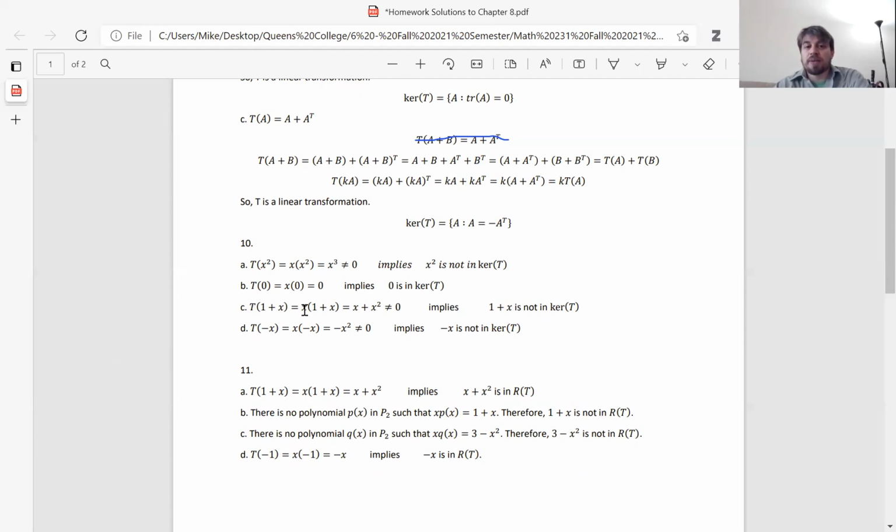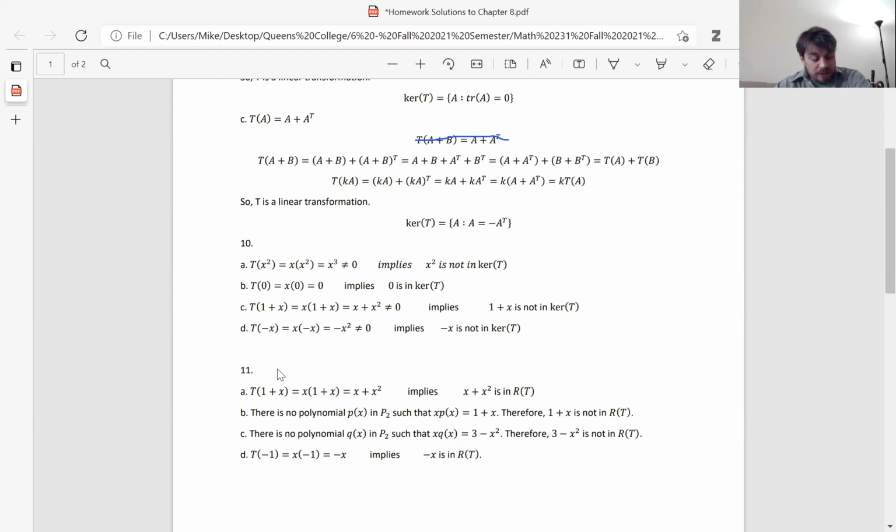T of 1 plus x equals x times 1 plus x, which equals x plus x squared, and that does not equal 0. That implies that 1 plus x is not in the kernel of T. T of negative x equals x times negative x, which equals negative x squared, and that does not equal 0. And so that implies negative x is not in the kernel of T. That's 10, A, B, C, D.